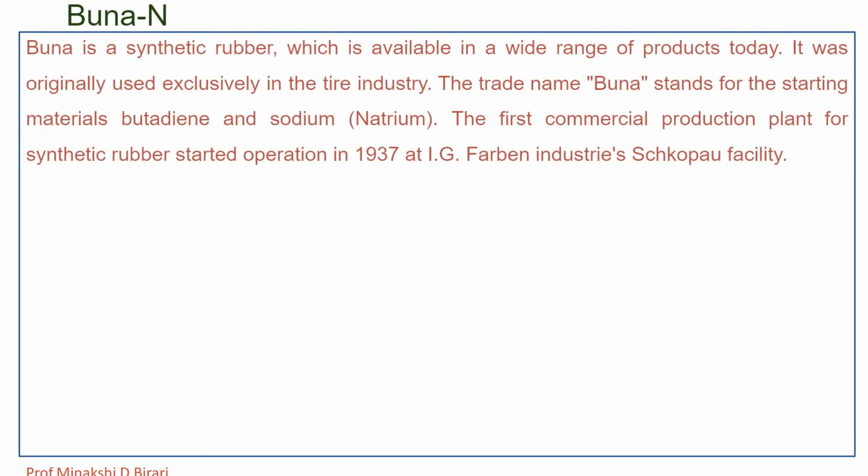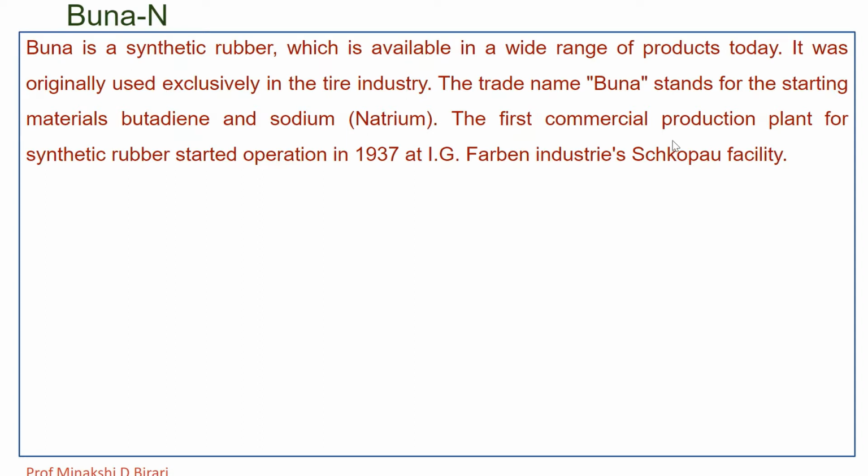What is all about Buna-N? Buna is a synthetic rubber which is available in a wide range of products today. It was originally used exclusively in the tire industry. The trade name Buna stands for the starting materials, that is butadiene and sodium, which is also called natrium. From this the word Buna is formed.